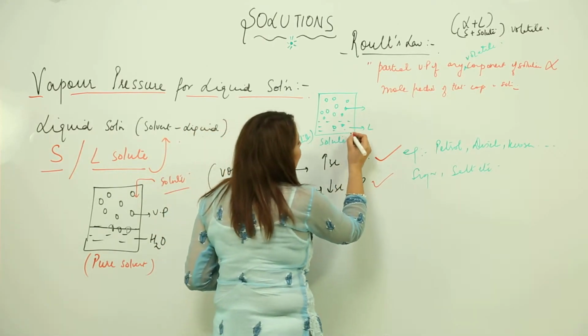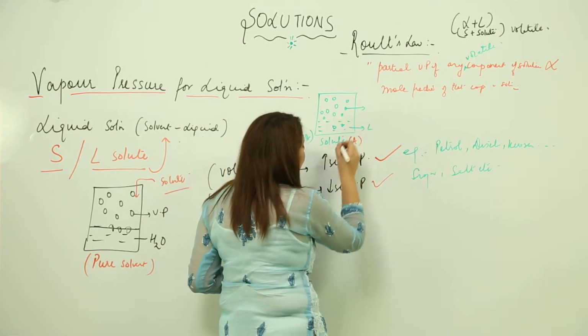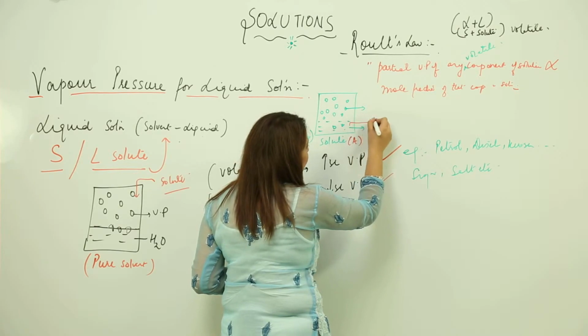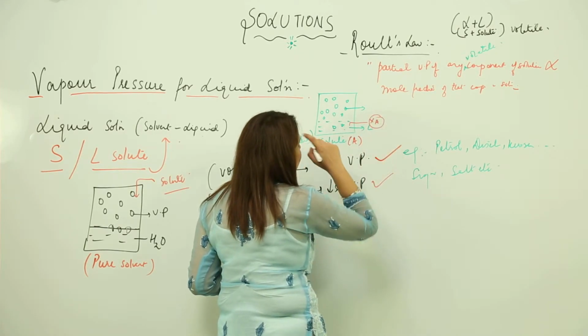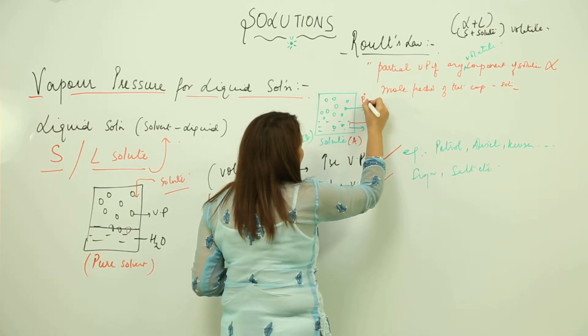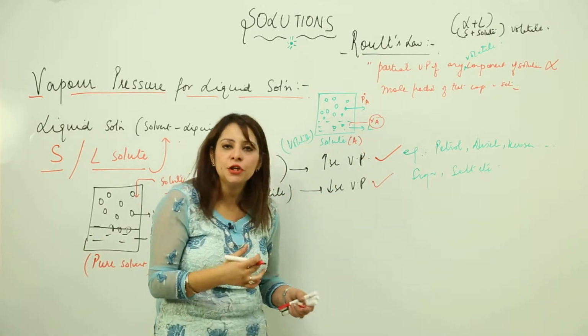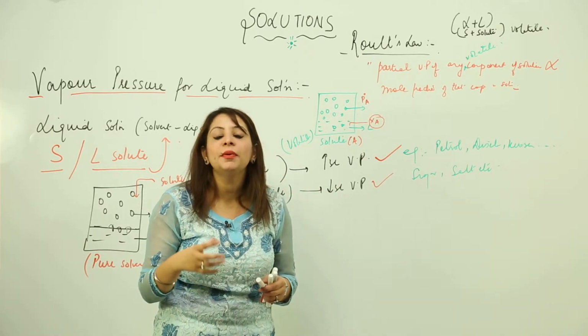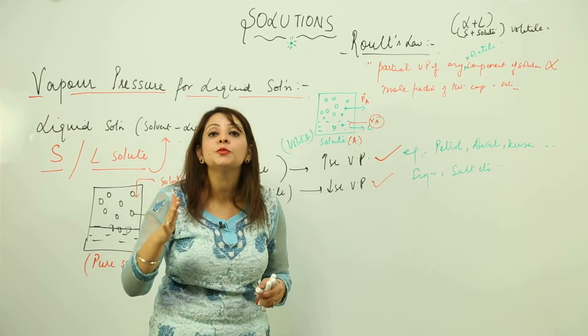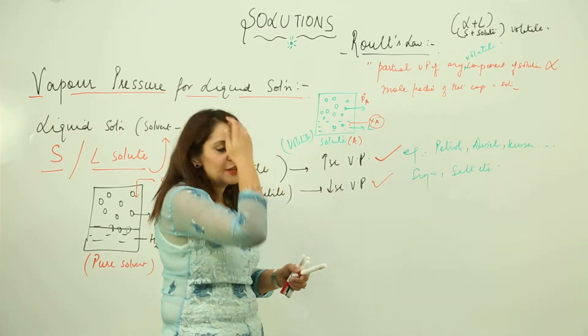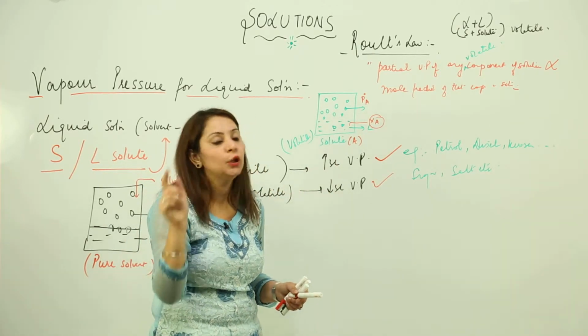Let us say the solute is considered as A, and its mole fraction in the solution is XA. The pressure it exerts, because it is exerting alone, is a partial pressure. Partial pressure is the pressure which a component would exert when it is present alone. So let us say its partial vapor pressure is P naught A.